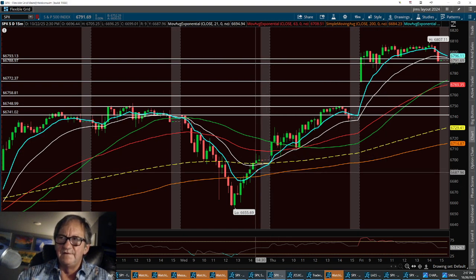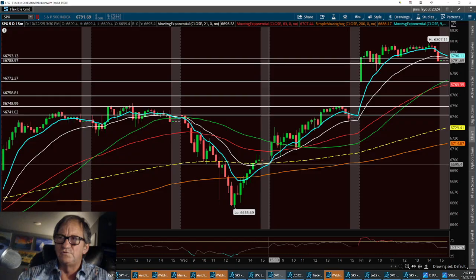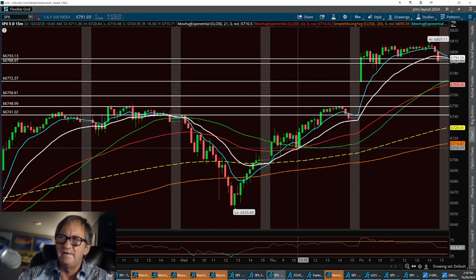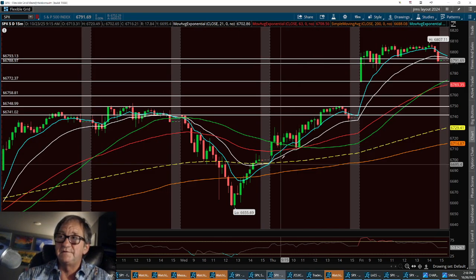When you have the 9 EMA cross the 21, that's a bullish indicator. And then it just respected that 9 all the way up and hit that 21 once, or hit the 63 EMA, which happened on Thursday. And I would have taken that trade if I was looking at the 15-minute time frame.